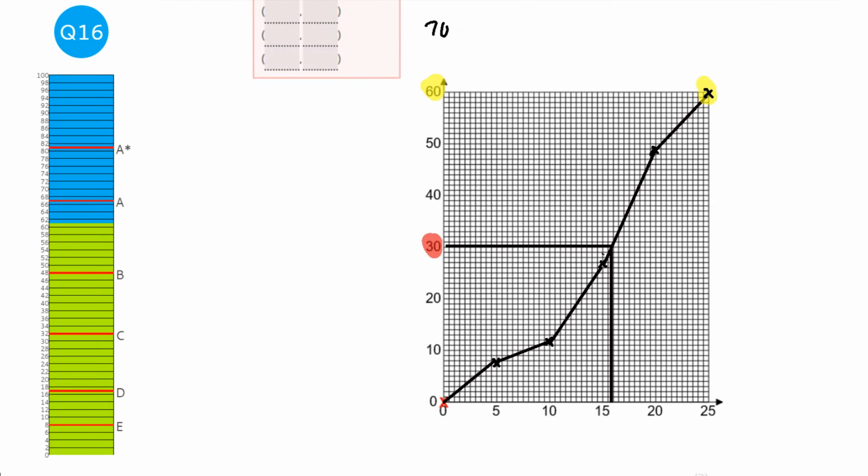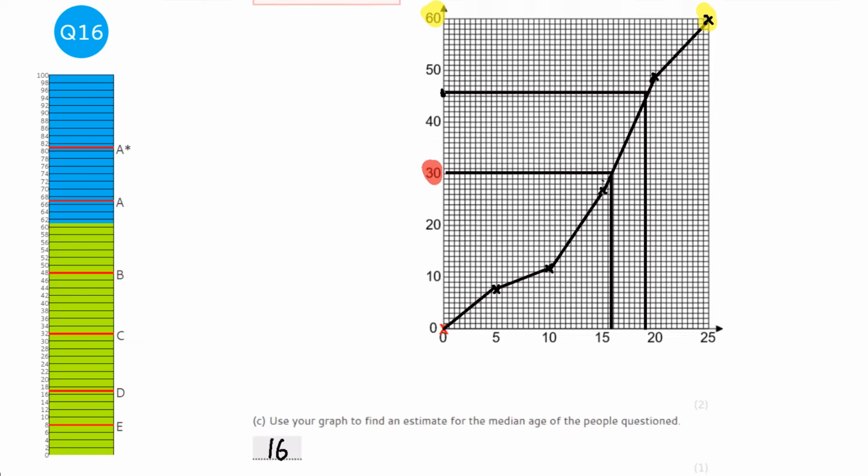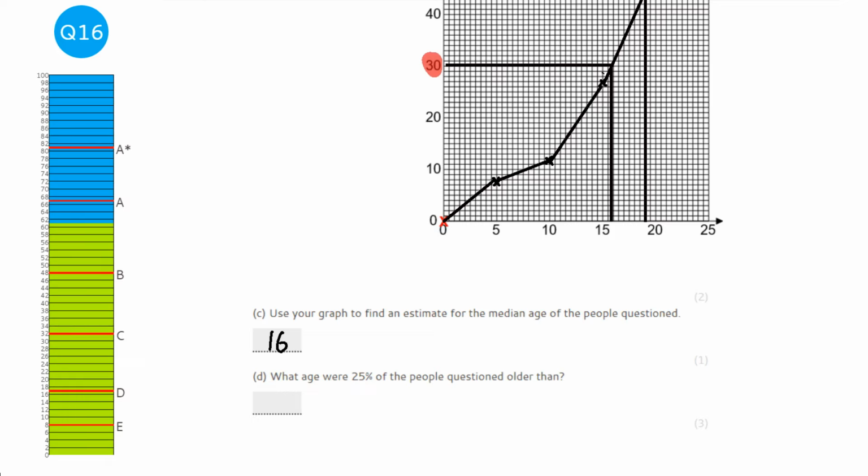So to do this, we find out what is halfway between 30 and 60. One way you can do it is just half 30, which is 15, and then add it on. It will be 45. So it's about here. And we just do the same thing as we did before. So we do a line across from 45 and a line down, and I think that's 18 or 19.